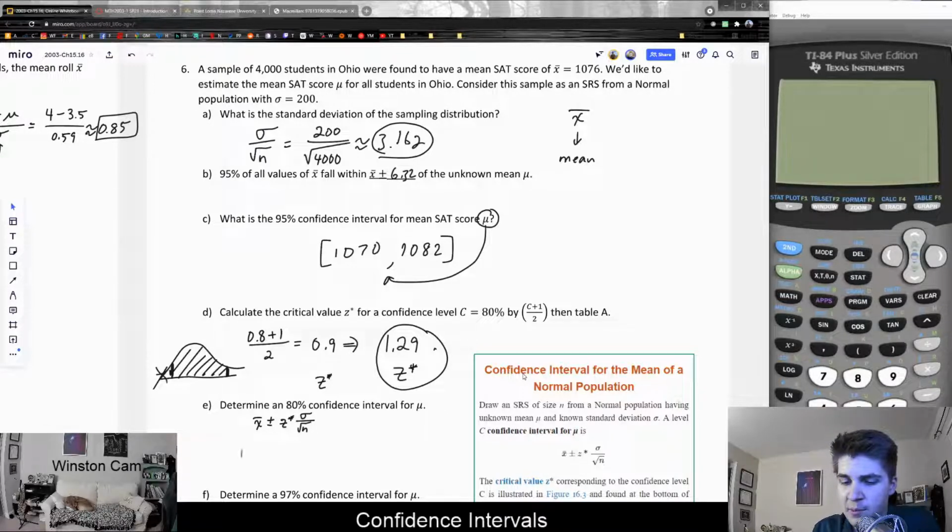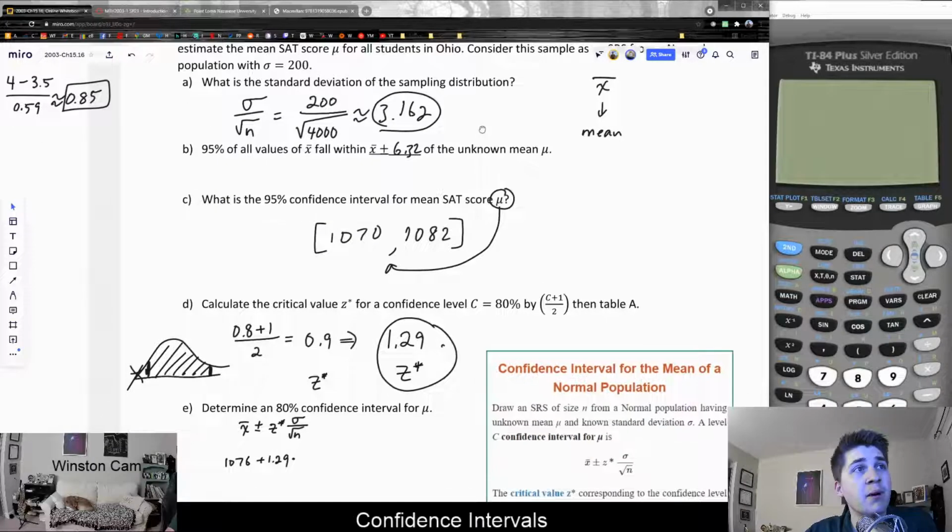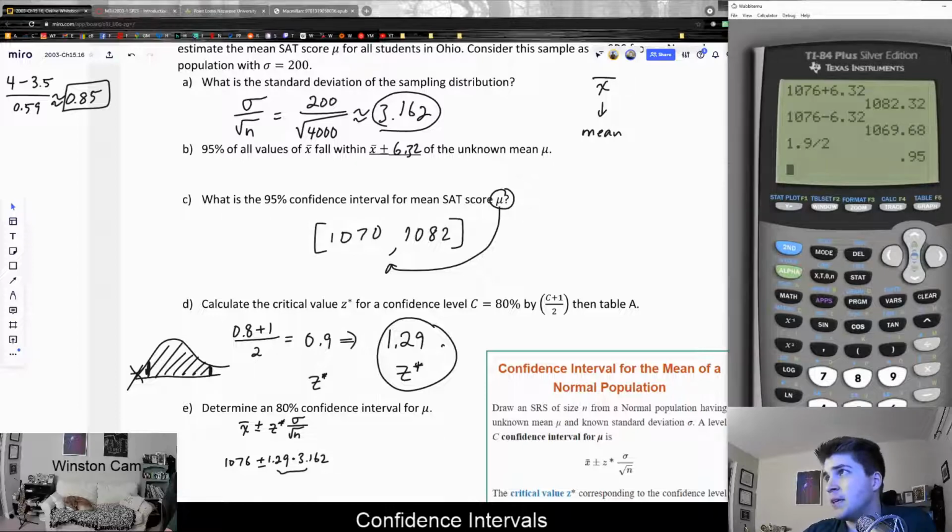But we know all of these components now. Our sample mean was 1076. Our z star score, our critical value, was 1.29, or again, you could use 1.282 more accurately, multiplied by the standard deviation divided by the square root of n, which we already did above. That was approximately 3.162. And this would give us an estimate of our interval. So again, that should be plus or minus. And we could find our margin of error right there, which would be 1.29 times 3.162. That's going to be about 4.